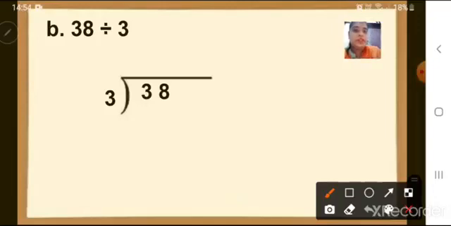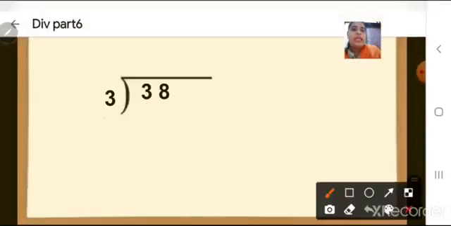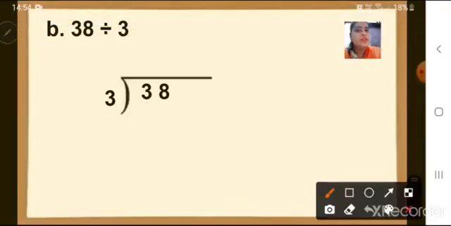Okay. The first number here is number 3. So children, can you tell me, in 3's table will 3 go? Yes, it will go. Right? 3 ones is 3. So how will we write there? 3 multiplied by 1, 3 ones is 3. Okay. Then we are going to put the subtraction sign. 3 minus 3 is 0.